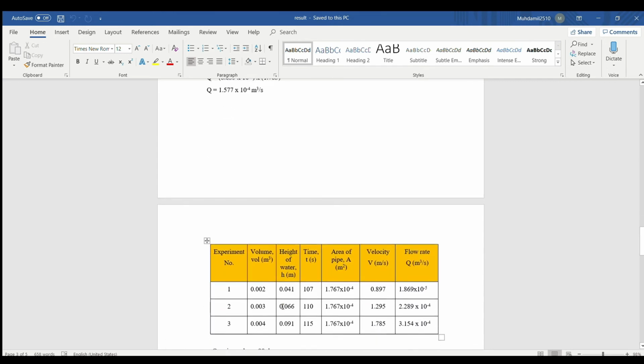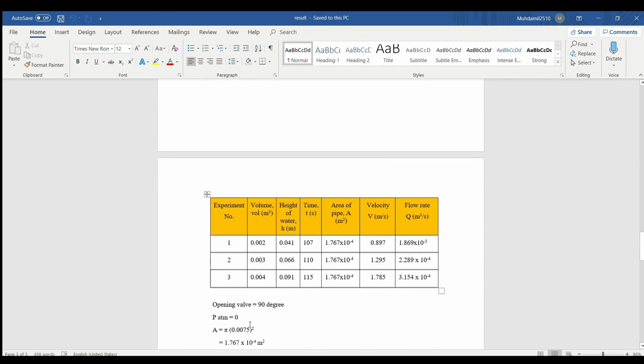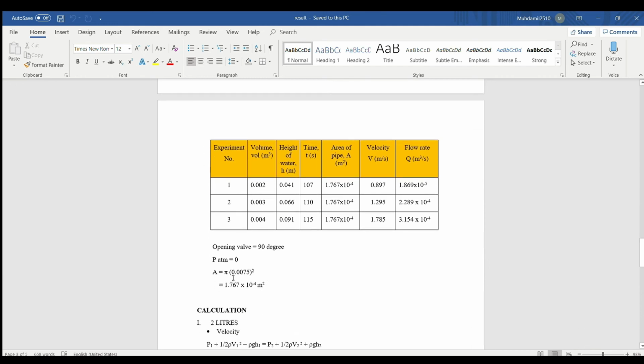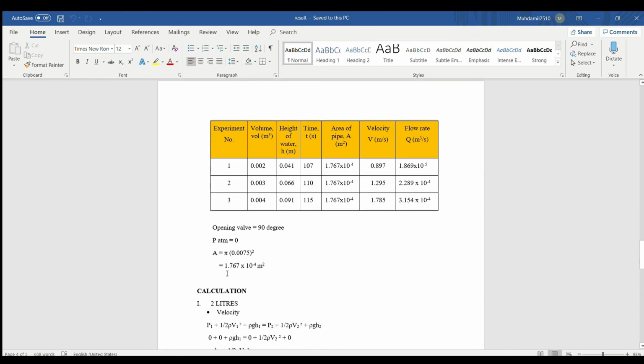So let's continue for the second experiment with opening valve at 90 degree. And for the experiment number 1, with area, the formula is pi r square, and we get 1.767 times 10 power of negative 4.